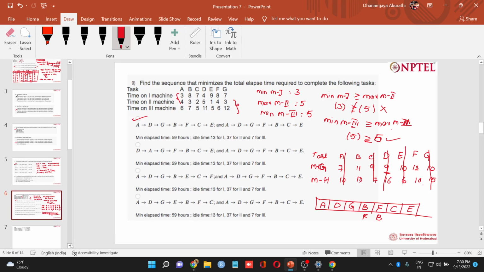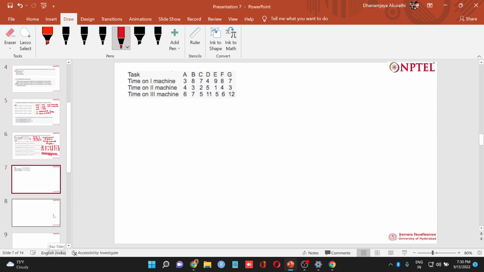Here you can see how to find out the total elapsed time and idle times for the 3 missions. As before, we can assign the task here, and mission 1's in time, out time, and mission 2's in time, out time.